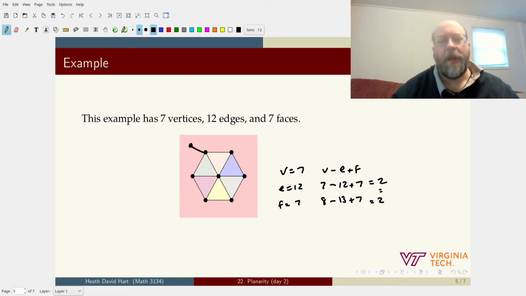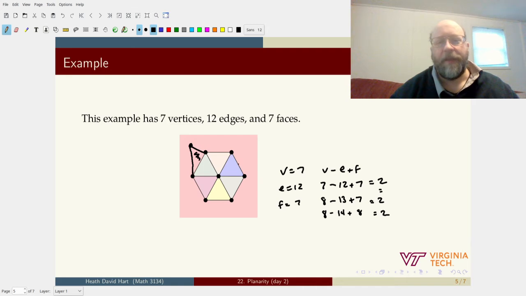If I were then to put another edge that connects this and creates a new face, well, then I have still 8 vertices. I've gone up an edge, but I've also gone up a face. And that still equals 2. And so adding a vertex that doesn't create a new face, or adding an edge that doesn't create a new face, gives me an extra vertex and an extra edge. Adding an edge that does create a new face gives me an extra edge and an extra face.